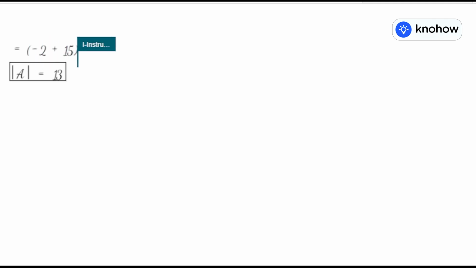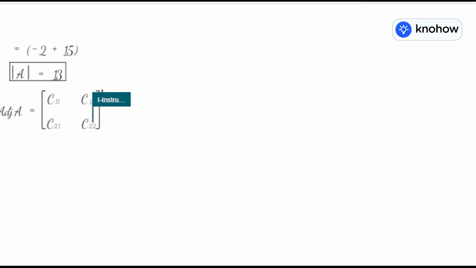So finally, at least we have got the value of determinant A. And what more do you want? We want the value of adjoint A also. So let us now find adjoint A. It is the transpose of the matrix obtained by replacing each element by the corresponding cofactor. That is the transpose of C11, C12, C21 and C22. So we'll find the value of the cofactors. Keep in mind the sign convention, plus, minus, minus, plus.